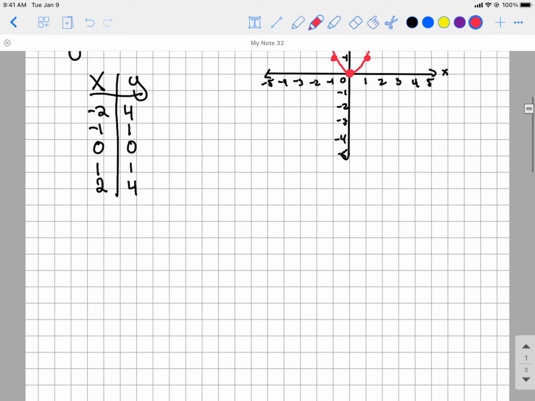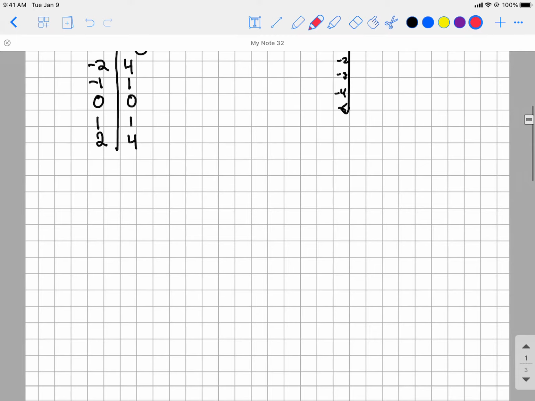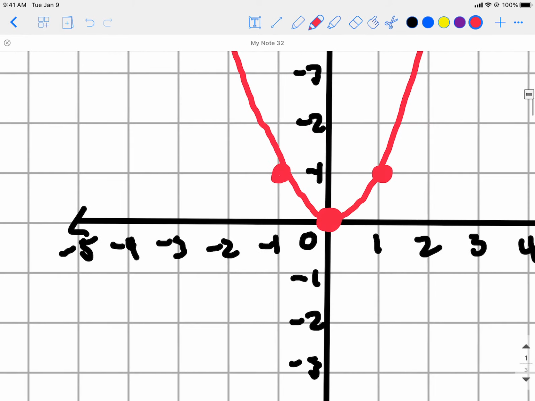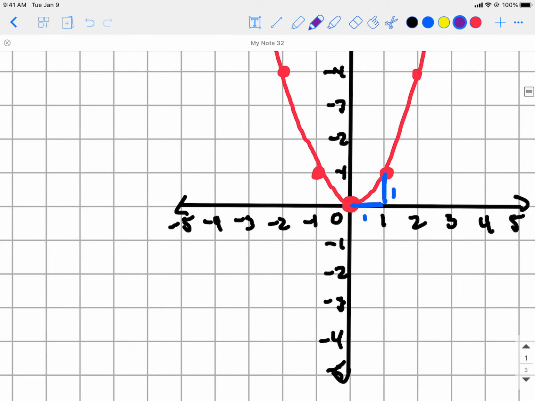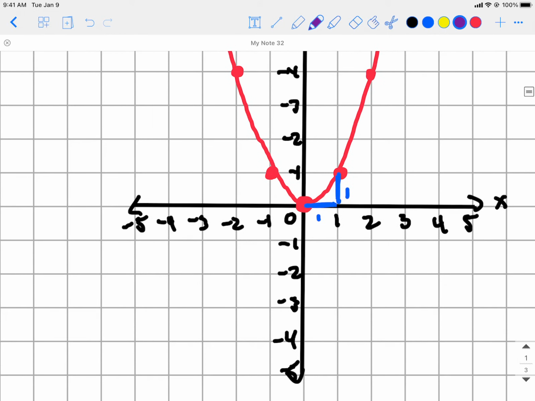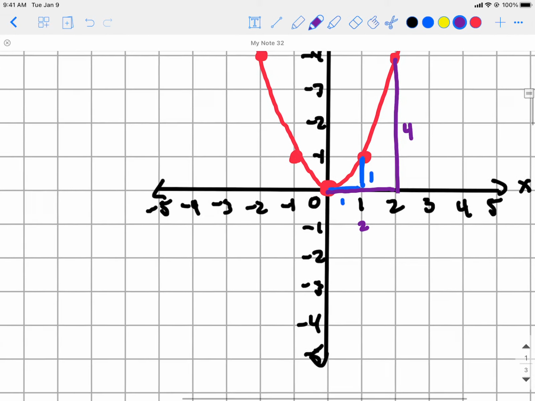It all comes down again to these numbers. So if we have 0, 0, which is this point up here, to get to our next point, we go over 1, and we go up 1, right? 1 squared is 1. Again, from the vertex, from 0, 0, to get to our second point, we go over 2, and we go up 4, because 2 squared is 4.